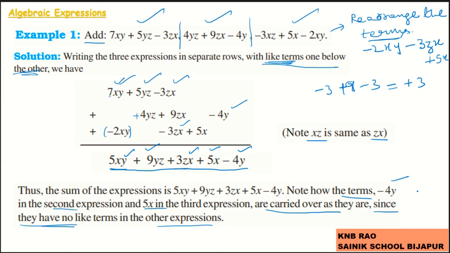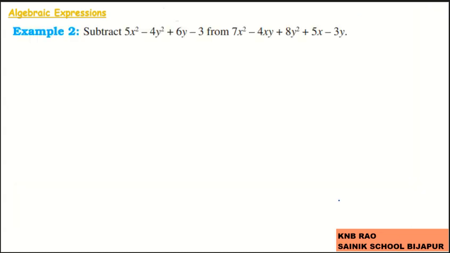So with this I am going for one more important piece of work, children. One more example I will take, example number 2. See children, in this example number 2, we are asked to do the subtraction of this algebraic expression from this algebraic expression. So this becomes the subtrahend. Which one? The subtrahend is 5x square minus 4y square plus 6y minus 3.